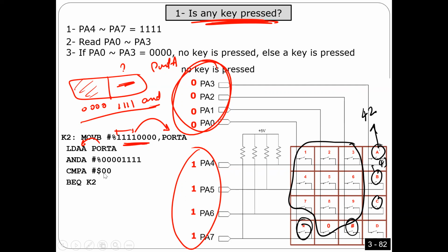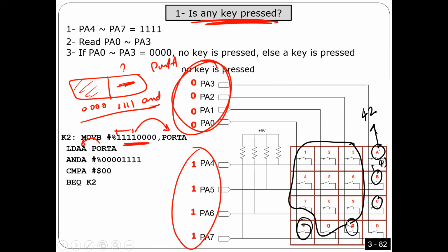What if the result is 0? So if the result is 0, that means here I have 0 0 0. That means you didn't press any button. Because if you press any button here, you would connect one row to one column, and I would see at least one 1 here. You got what I'm saying?